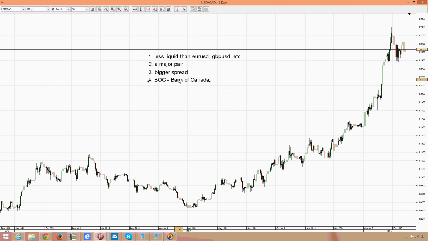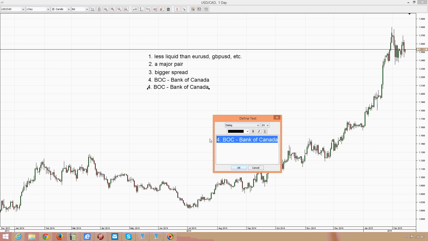Therefore, what is happening with the oil data when it is released, or from a technical point of view, when oil as a commodity breaks specific levels, strongly influences the Canadian dollar. So if you go on the economic calendar and look for events that might move the US dollar, Canadian dollar, then on the top of the list should be the oil inventories.